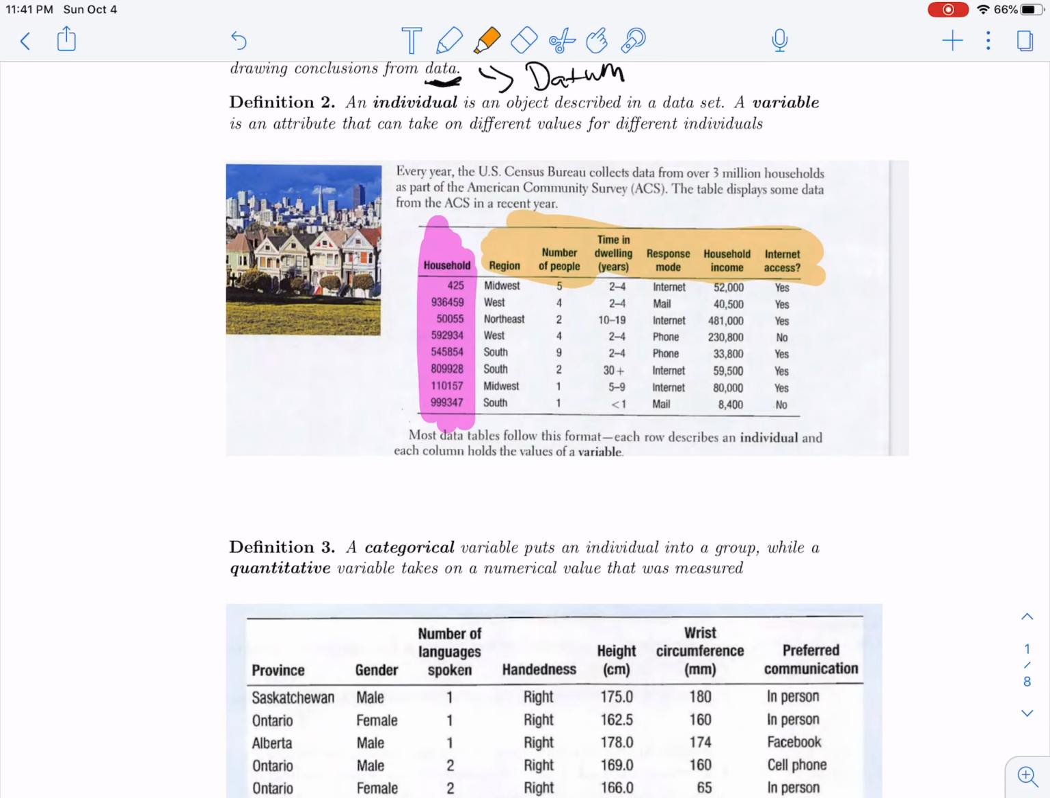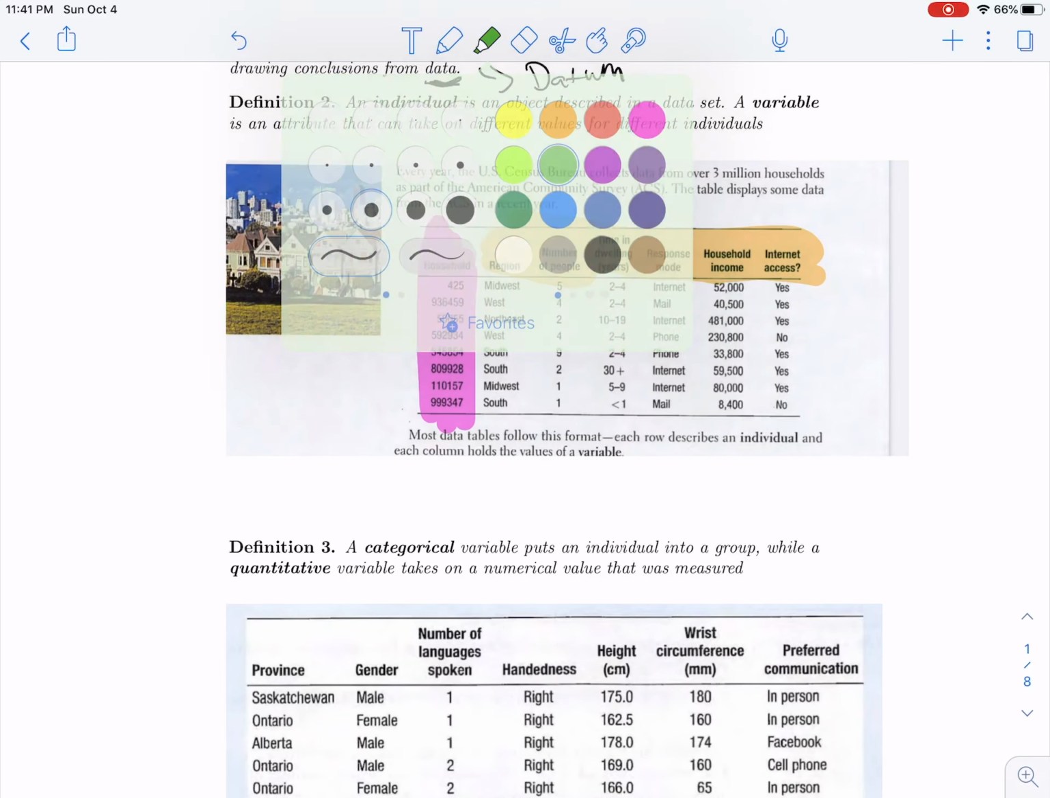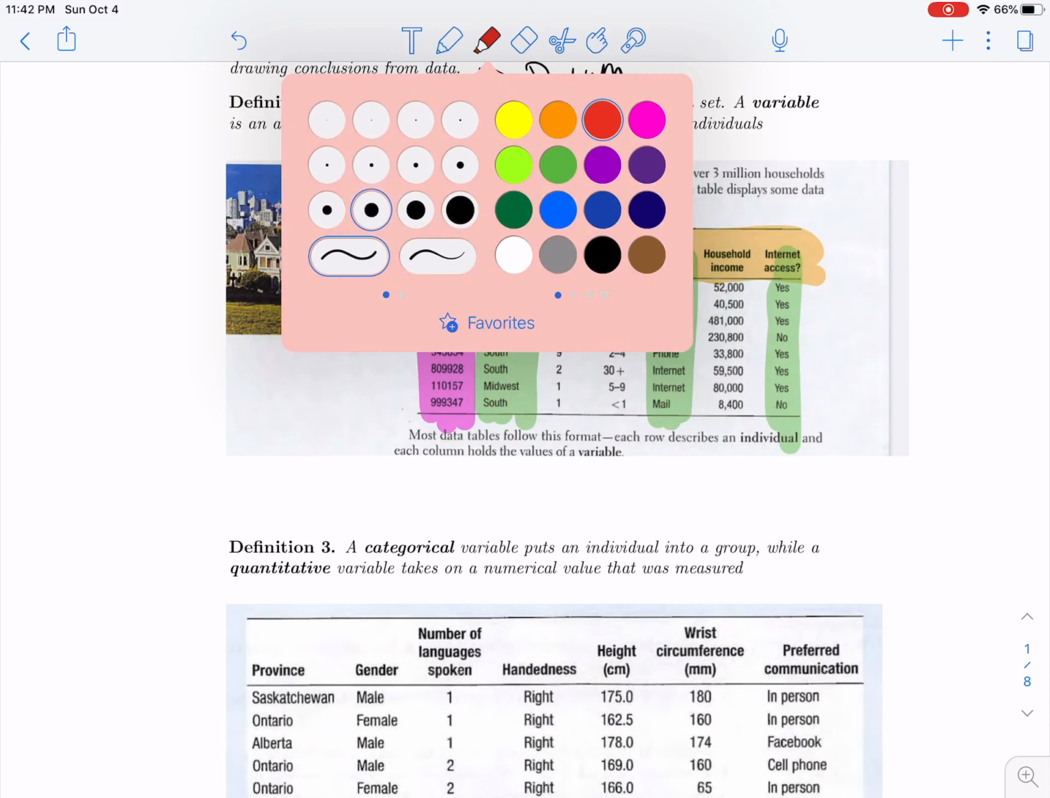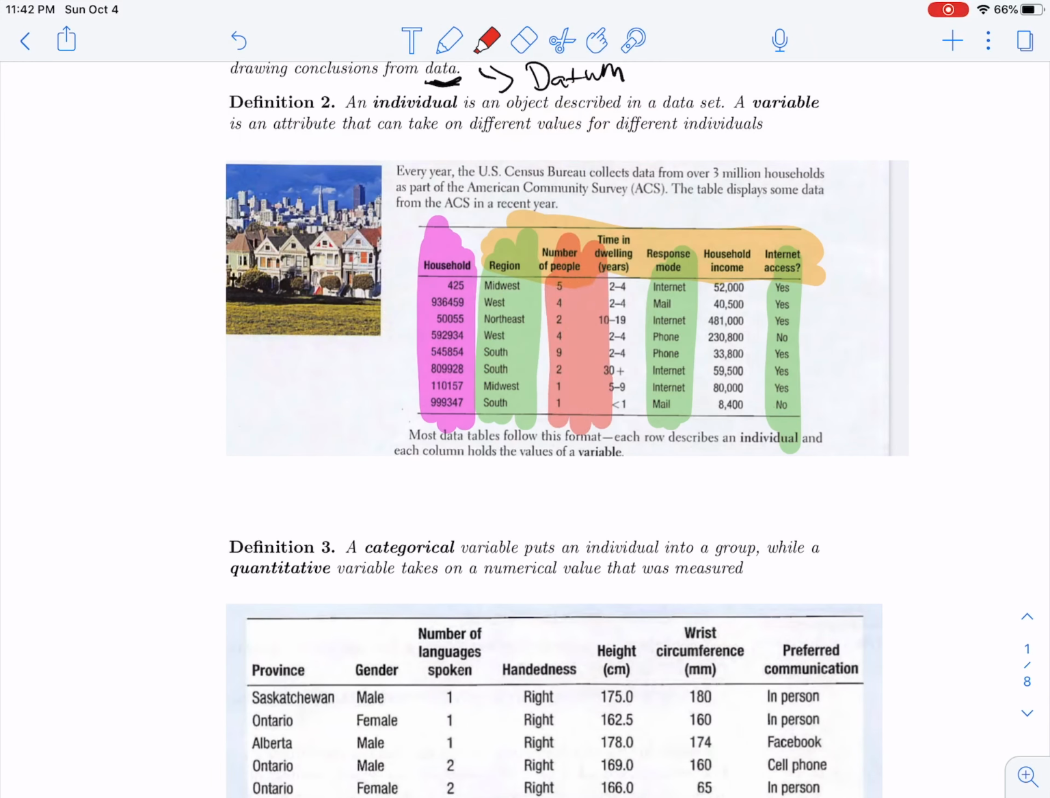So in our original problem up here, this is categorical data. This is categorical data. And this is categorical data. And what's left is quantitative. Sometimes you'll hear me and other people say quantitative, qualitative as well. Qualitative is categorical, same idea.